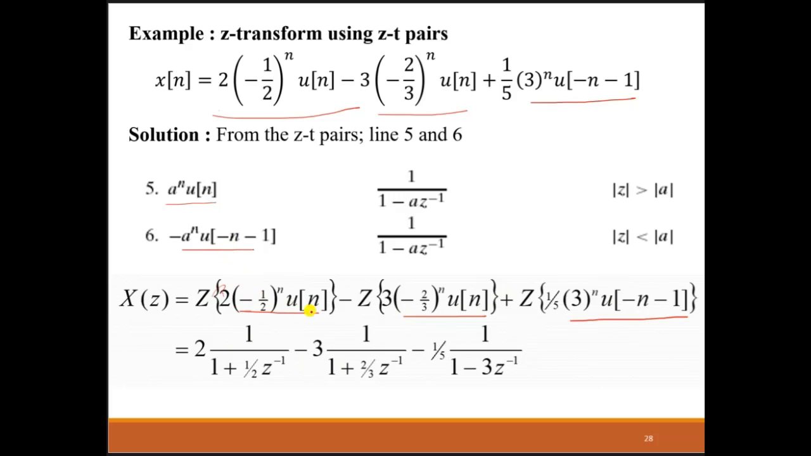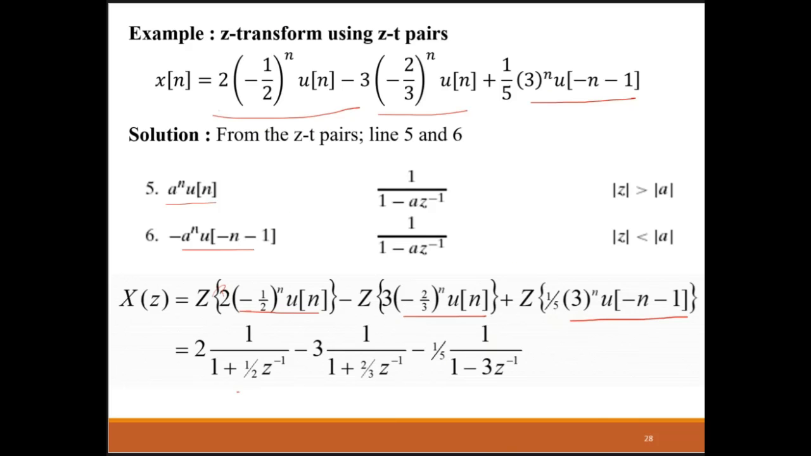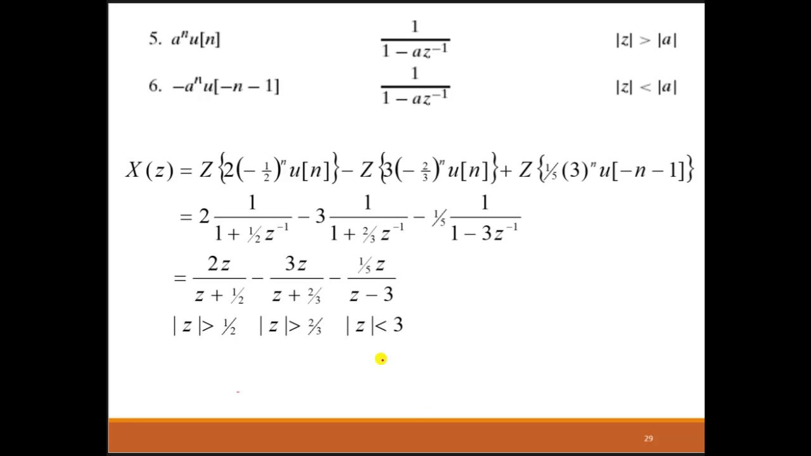Alright, so you just refer to the table. So A would be this, negative 1 over 2, okay, negative 2 over 3, and then this one is 3. Alright, so then you just write down its Z transform. Okay, and then once you get your Z transform, okay, that one is done.